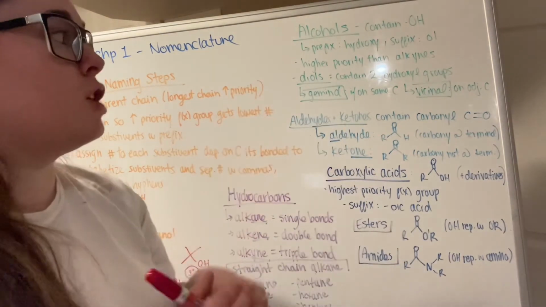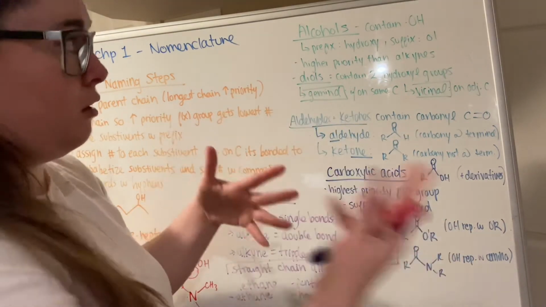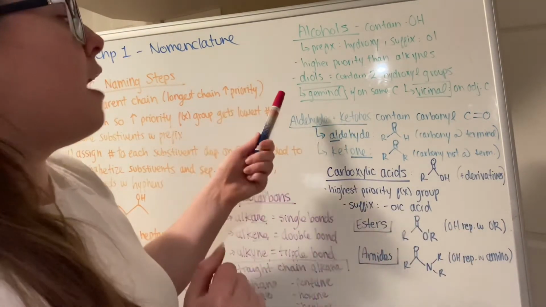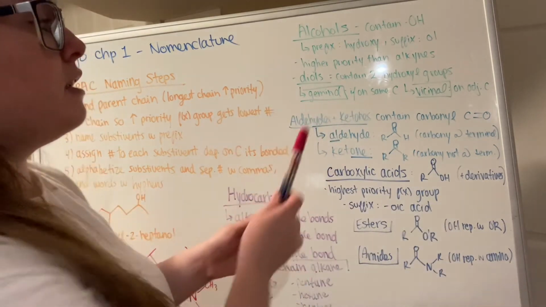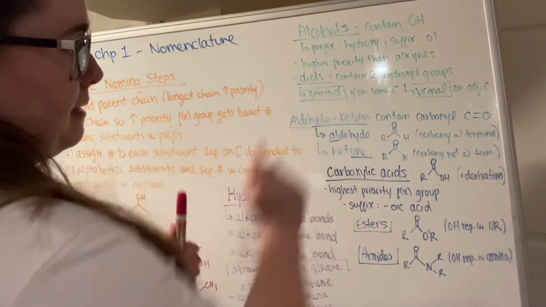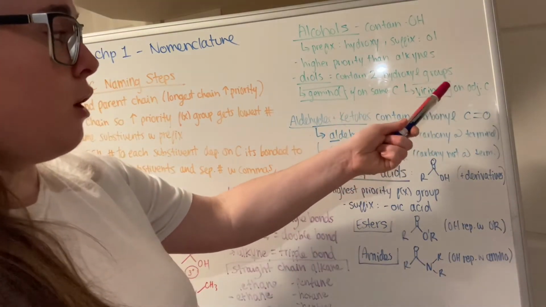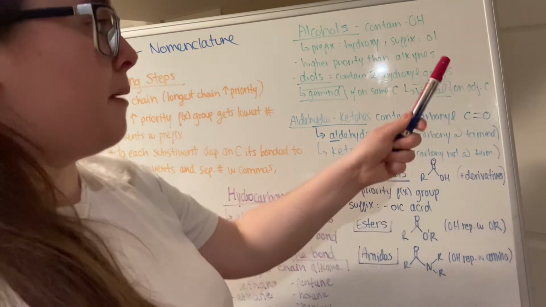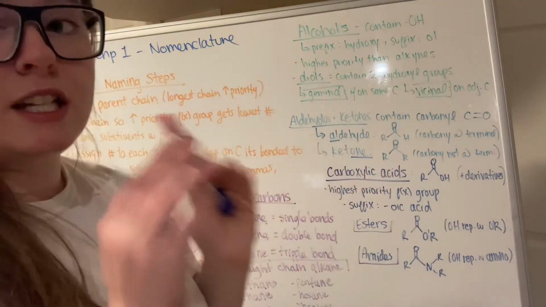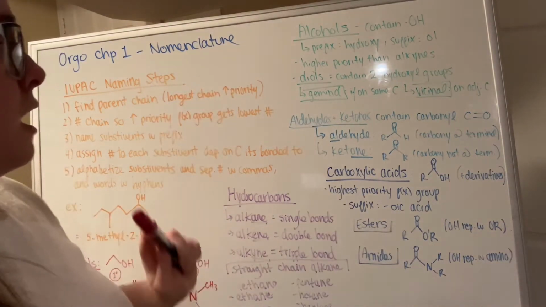Diols contain 2 hydroxyl groups, so diols, 2 -ols, right? That makes sense. And a geminal diol is if the 2 hydroxyl groups are coming from the same carbon. A vicinal diol would be if the hydroxyl groups are coming from adjacent carbons. So some vocab in there.